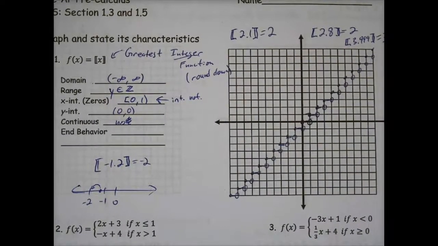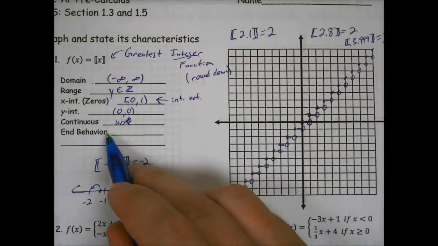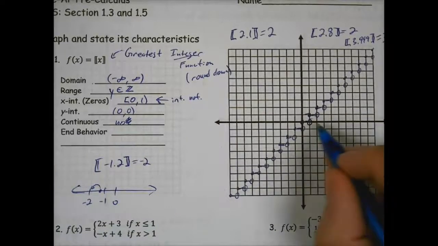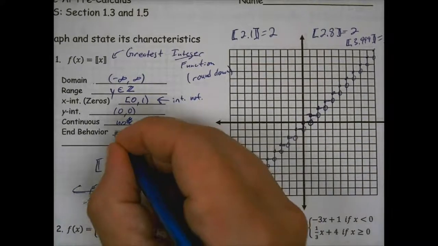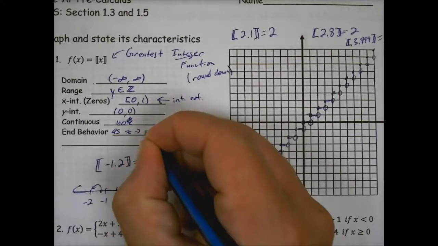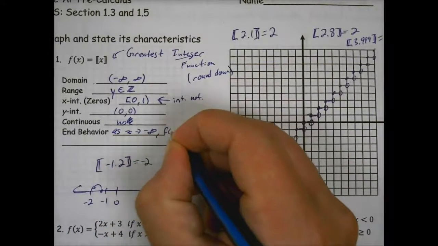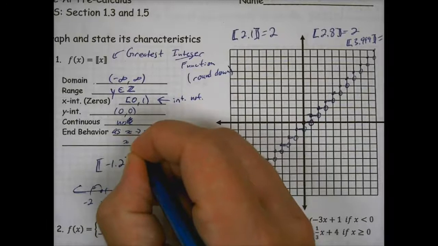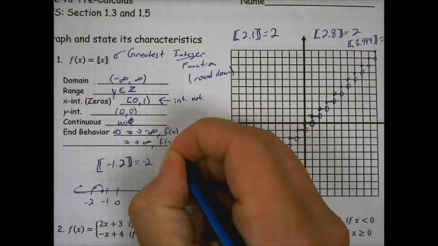And then the end behavior for this is x approaching infinity and x approaching negative infinity. So we have, as x approaches negative infinity, what do the y values do? And as x approaches infinity, what do the y values do?